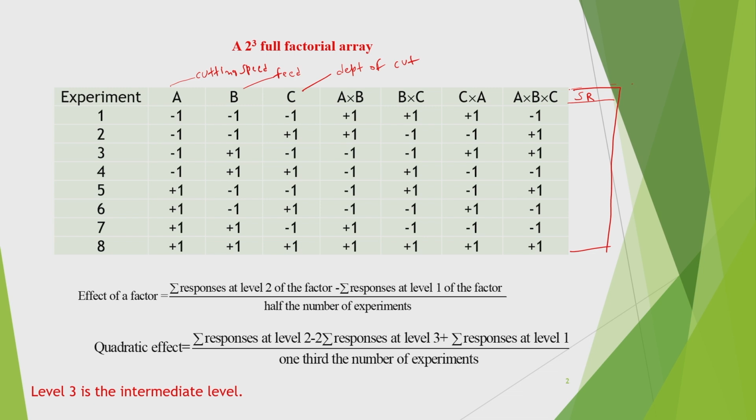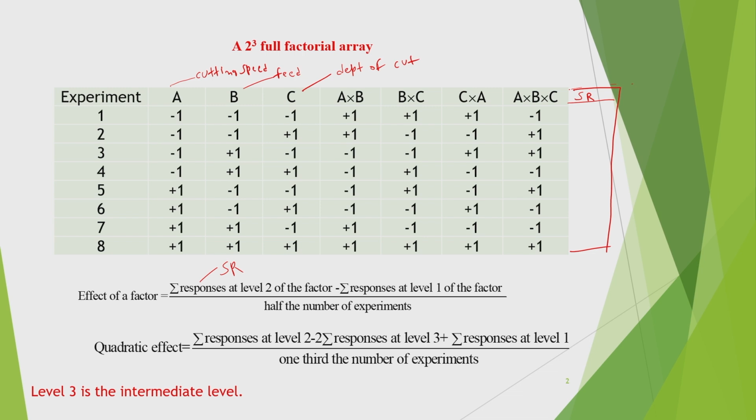You can name them also: cutting speed is A, feed is B, depth of cut is C. So these are the factors. And response means you can have surface roughness as the response, SR, whatever it is. If you are measuring cutting force, then cutting force becomes the response.